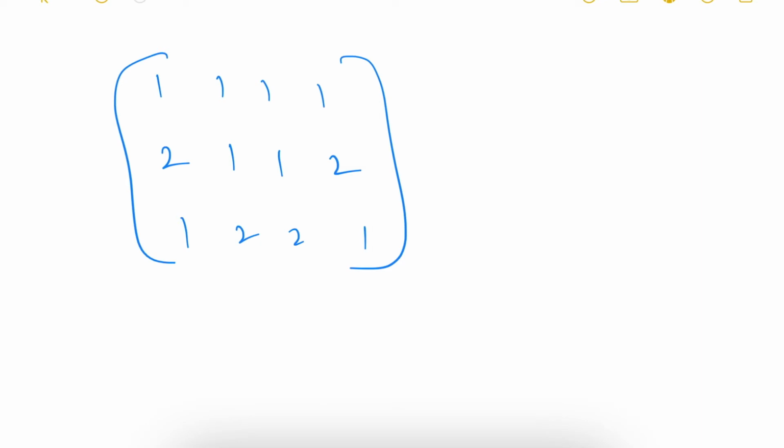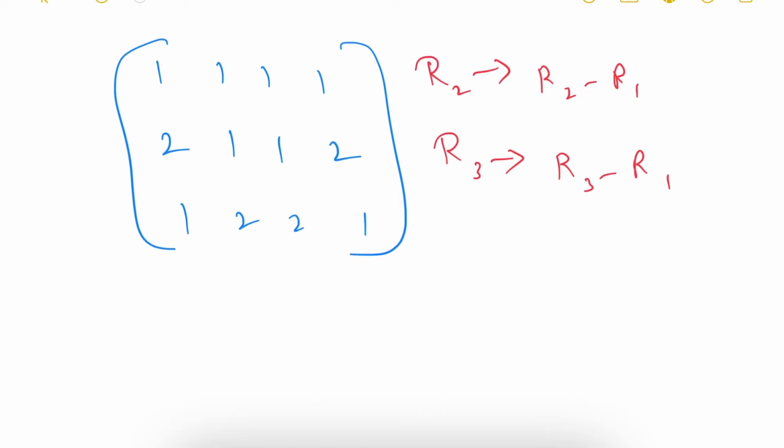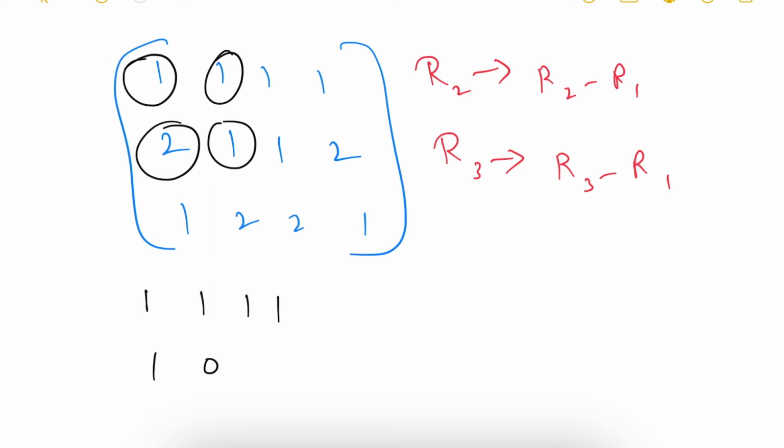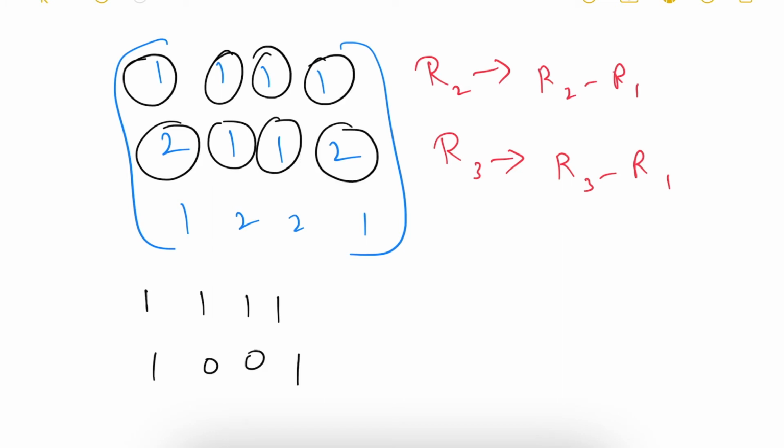1 1 1 1, 2 1 1 2, 1 2 2 1. So what I will do is write row 2 as row 2 minus row 1, then I will get half of the zeros. Then row 3 I will write as row 3 minus row 1. Let us check it out. Row 1 as it is, 1 1 1 1. Then row 2 is row 2 minus row 1: 2 minus 1 is 1, 1 minus 1 is 0, 1 minus 1 is 0, 2 minus 1 is 1.